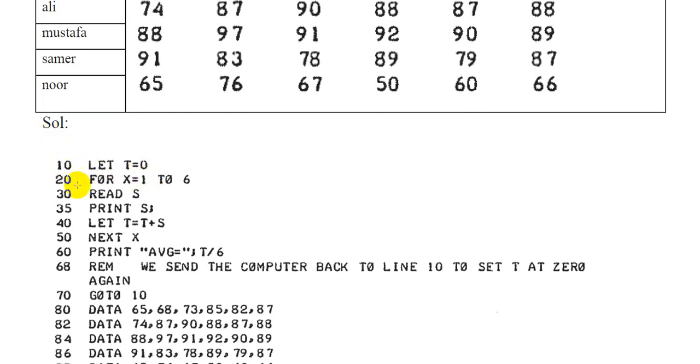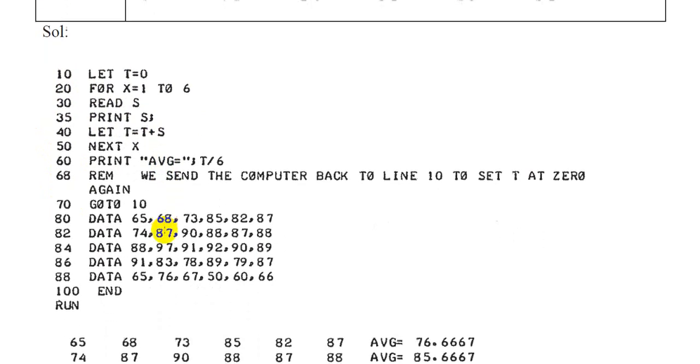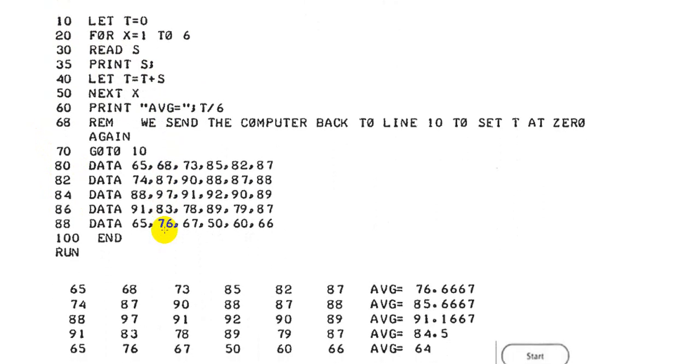10: Let T equal to the indicated amount, as you can see right here. 20: For X equal to 1 to 6, as you can see right here. 30: Read S. 35: Print S, comma. 40: Let T equal T plus S, which is pretty much the implementation of the equation for calculating the score, the GPA or average score indicated by the example statement, as you can see right here.